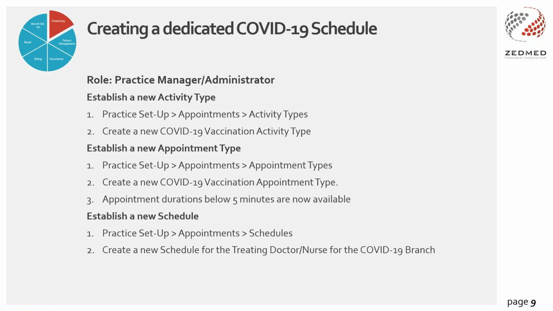The third part in the process of setting up a schedule is to create the actual schedule. And again, we go back into practice setup, we choose appointments and schedules, and then we create a new schedule for every treating doctor or nurse that is linked to this COVID-19 branch so that we can effectively book appointments straight into this new schedule.